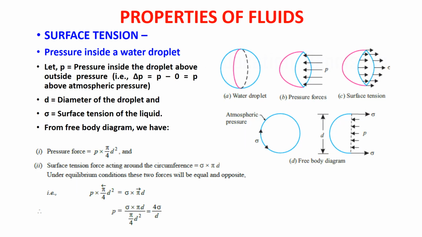Now we will see the various other types, how to calculate the value of a surface tension force. Pressure inside a water droplet. Here we are going to take three cases. One we will take for a water droplet, second for a soap bubble, and third for a liquid jet. So first is the pressure inside a water droplet.